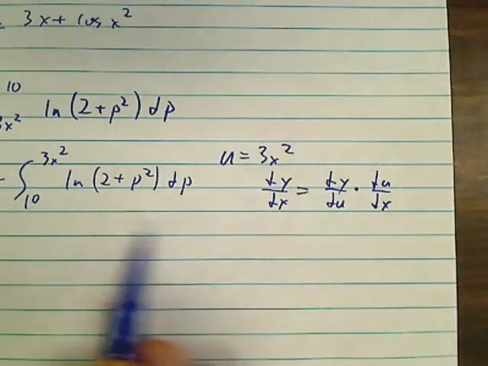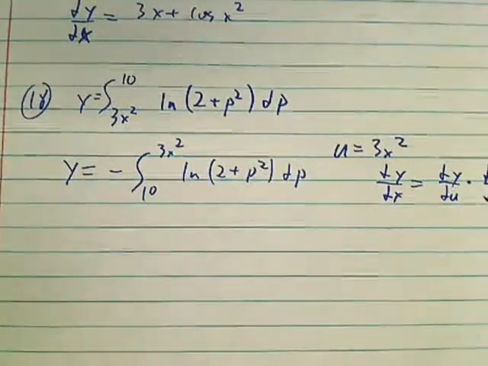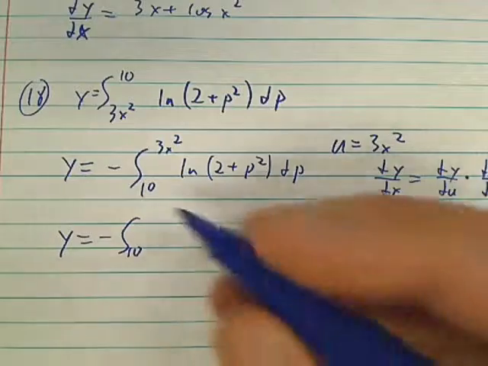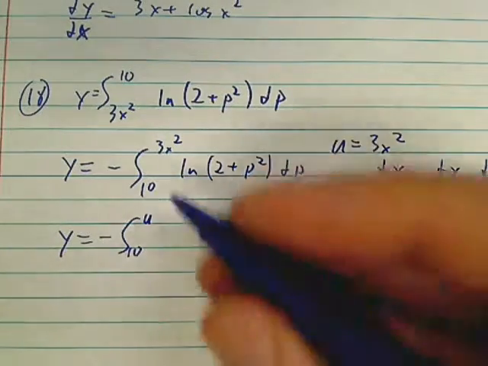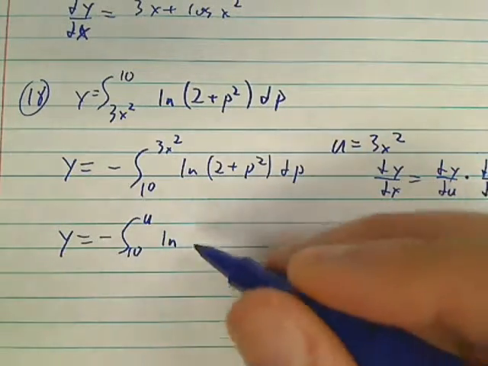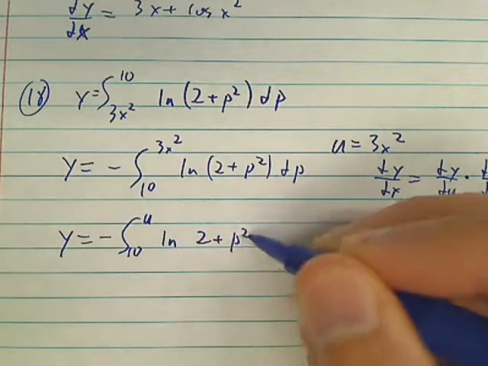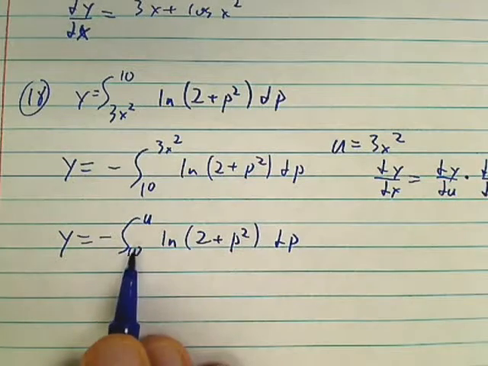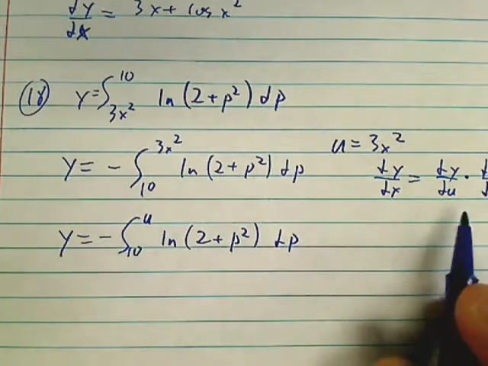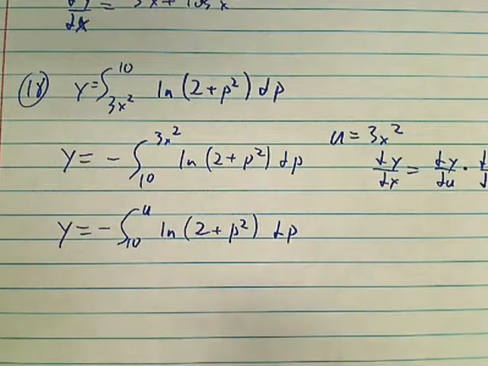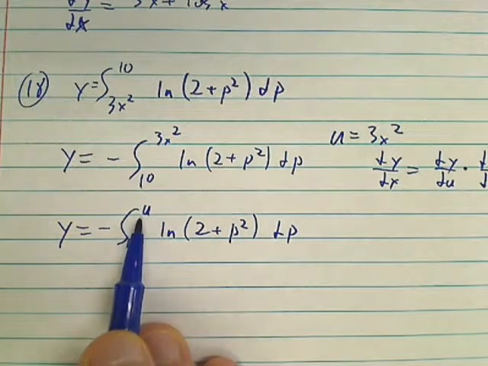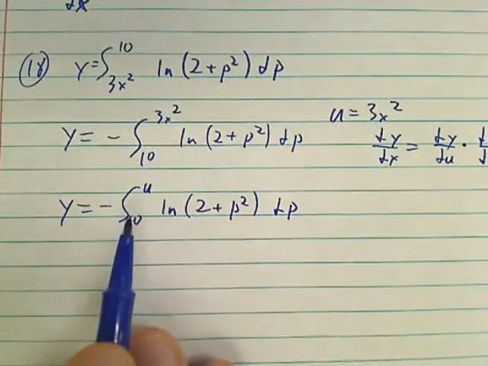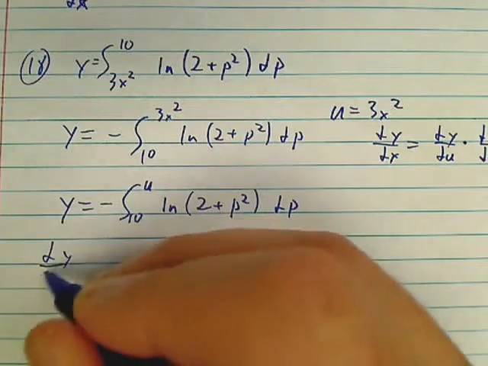Let's go ahead and do that over here. First thing I'm going to rewrite this one more time. Goodness gracious, all this rewriting. From 10 to u of the natural log of 2 plus p squared dp. Well, I've substituted that in. I haven't taken the derivative yet, so I'm not going to invoke the chain rule just yet. Now that I have this set up, a nice single variable up there, I'm going to apply the chain rule and find the derivative dy dx.